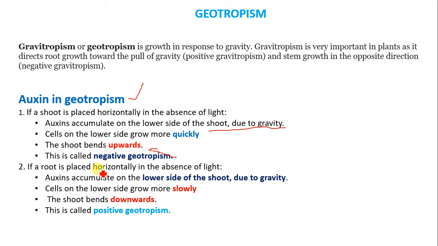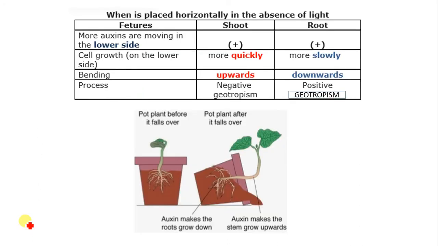Now, if the root is placed horizontally, in this case in the absence of light, what will happen is that the auxin accumulates in the lower side of the root due to gravity. Cells on the lower side will grow slowly, and the root bends downward. This is called positive gravitropism. So in this case, auxin makes the root grow down, while auxin makes the stem grow up.